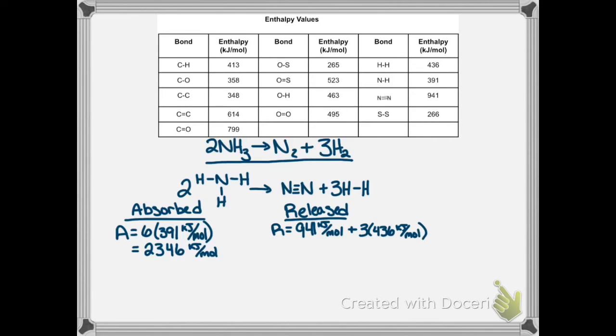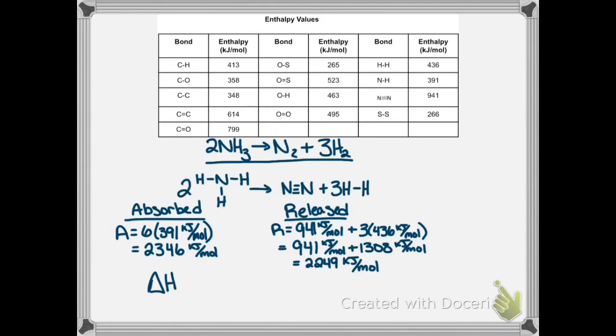Now our next step is really just to multiply that 3 times 436 so that we can get this all out. So we're going to rewrite the 941 kilojoules per mole, and then we're going to add the new value, which is 1308 kilojoules per mole. Now, to find our total, we're just going to add those 2 values together. When we do that, we should get a released or a product side of 2,249 kilojoules per mole.